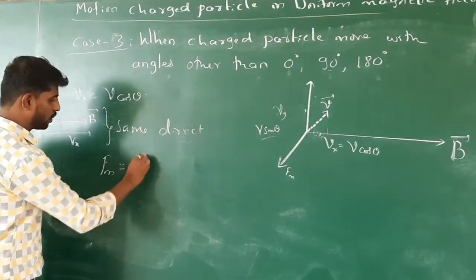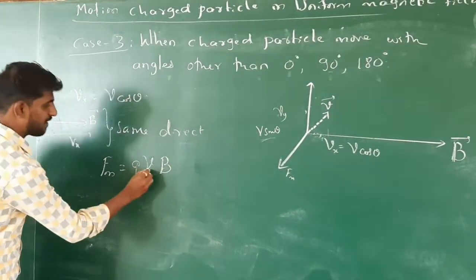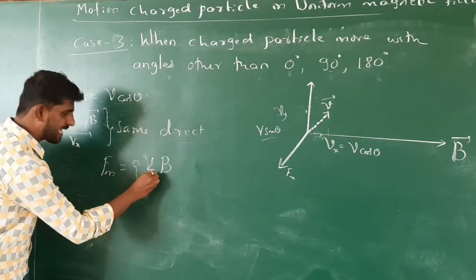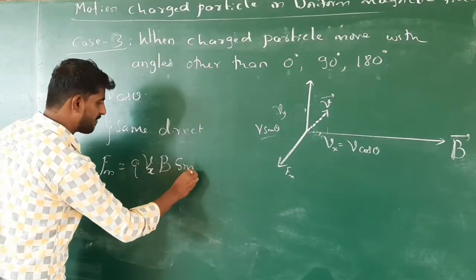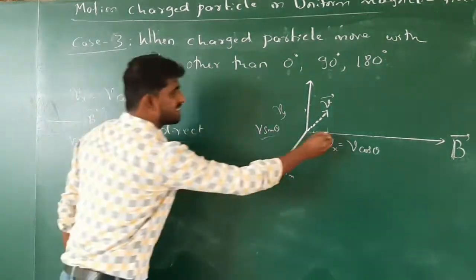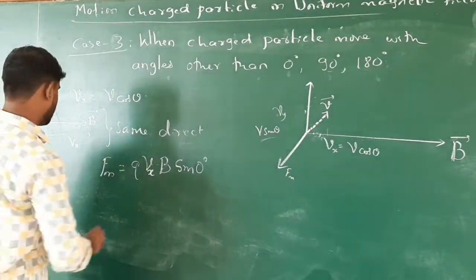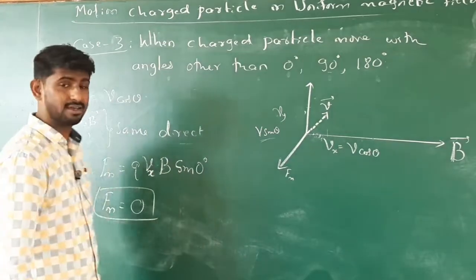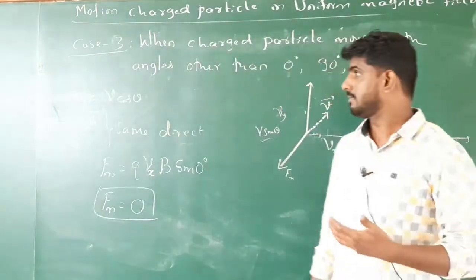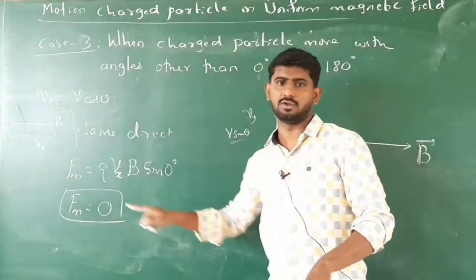So that will be Q, V, and sine of the angle. Instead of V, I'll take this x component, that is Vx, into sine of the angle. Here both are in the same direction, so the angle is 0 degree. So Fm is equal to 0. So the magnetic force by the x component of the velocity is 0.